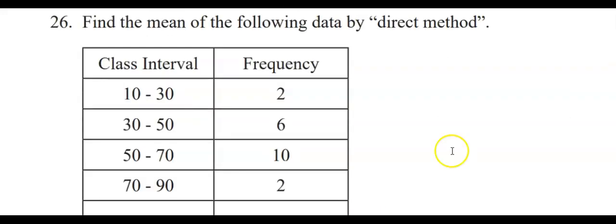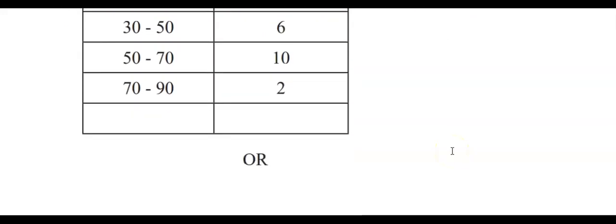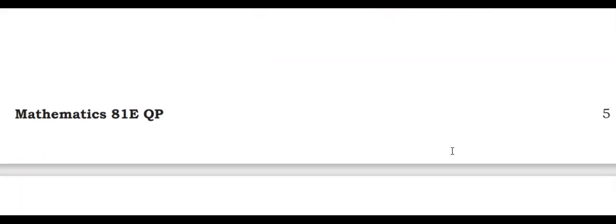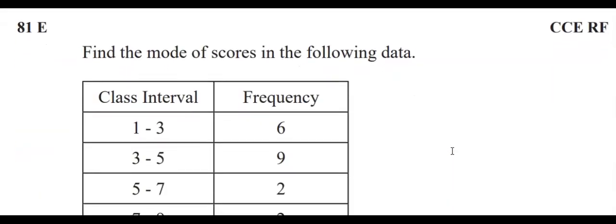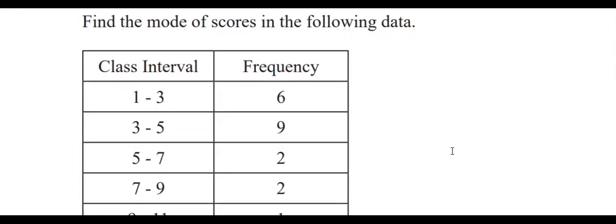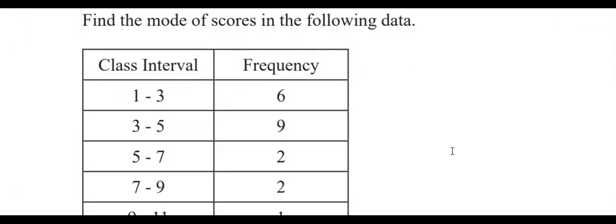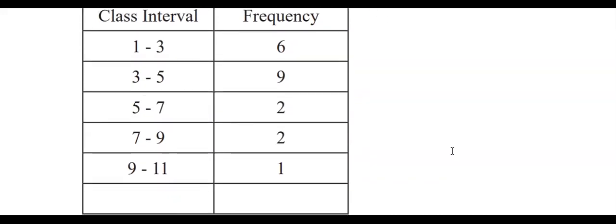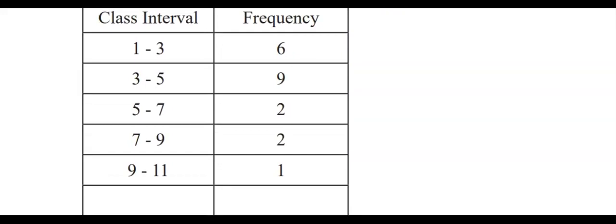Good. Okay. So we have done question number 26. As you can see here, there is a choice question. Let me solve this choice question. Let me see this question first. Find the mode of scores in the following data. They have given the class interval and frequency and they are asking us to find the mode of this class interval. Okay, come let me solve this problem. This is the choice question of question number 26. We have to find the mode.